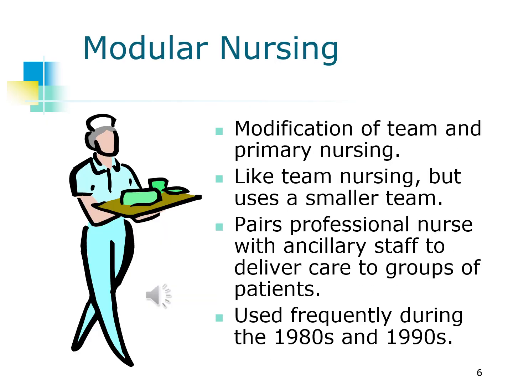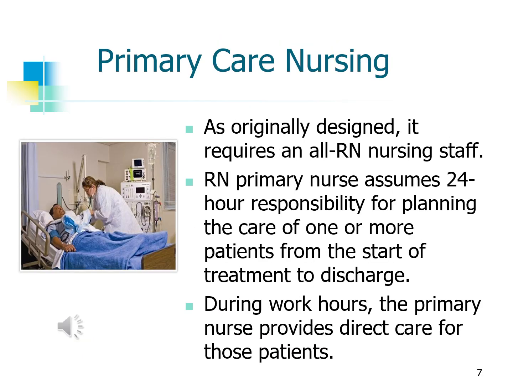Modular nursing. Modular nursing is like team nursing, but the team is smaller. It consists of 2 to 3 members. This is a modification of team and primary nursing. Like team nursing, but it uses a smaller team, pairing a professional nurse with ancillary staff to deliver care to groups of patients. Used frequently during the 1980s and 1990s.